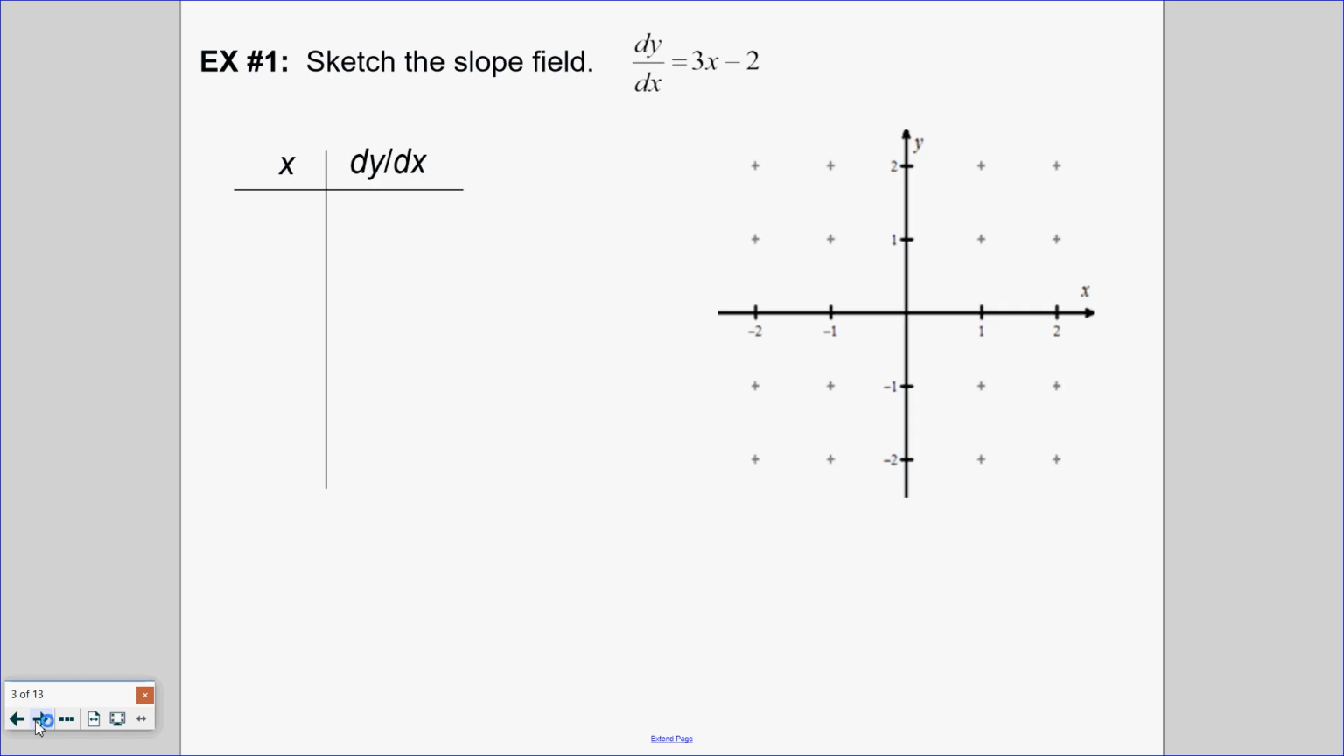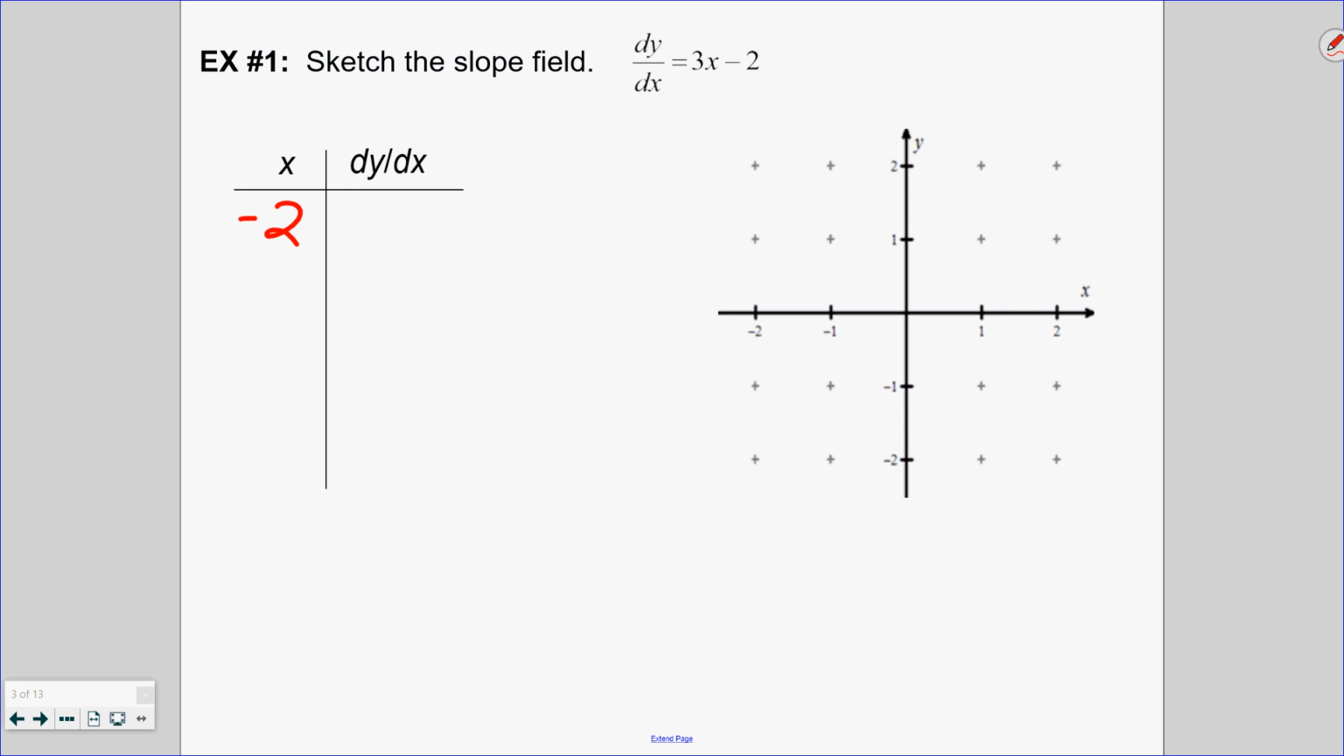All right, so for this first example, we have a differential equation, and remember that just means an equation with a derivative in it. So this says dy/dx equals 3x minus 2. What we're going to do is make a little table of points, and these values are going to be x and then dy/dx, which of course means the slope of a tangent line. We're just going to pick some values.